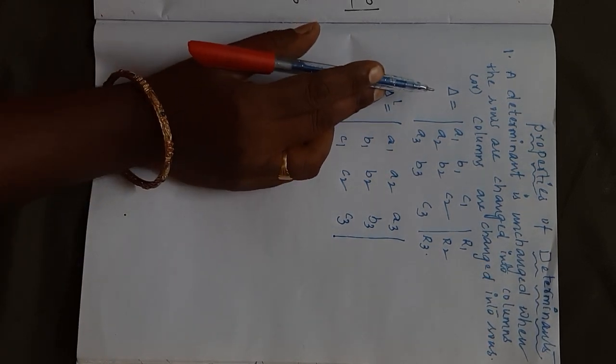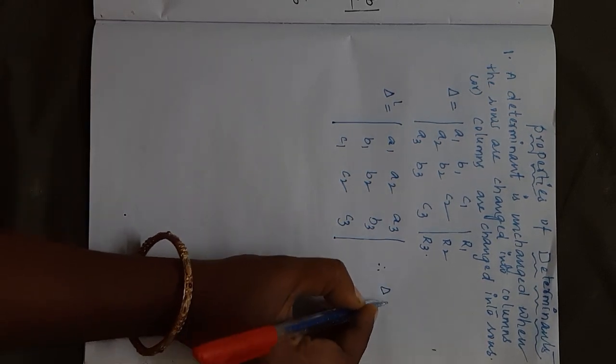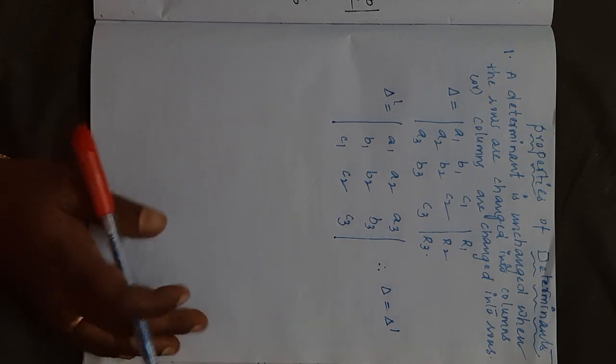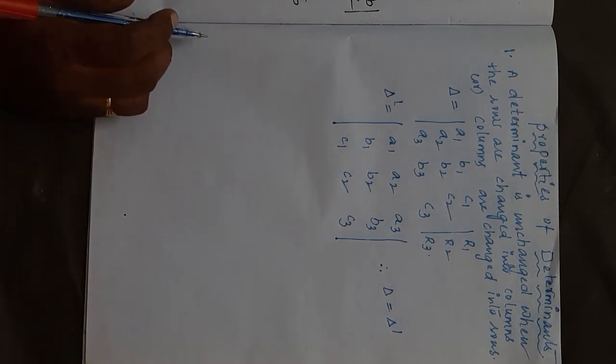So the value of delta is equal to the value of delta dash. Therefore, delta is equal to delta dash. Though we have proved the property only for a determinant of the third order, the argument used will clearly apply to a determinant of any order. Here we have taken a 3 by 3 matrix and changed the rows into columns, but the value of the determinant stays the same. So this is our first property: a determinant is unchanged when the rows are changed into columns and the columns are changed into rows.